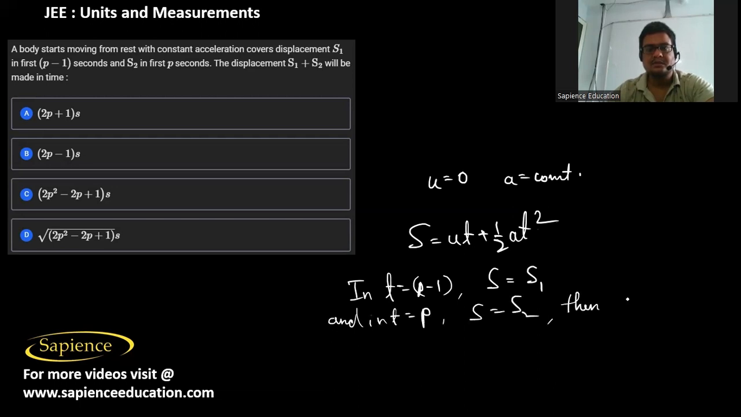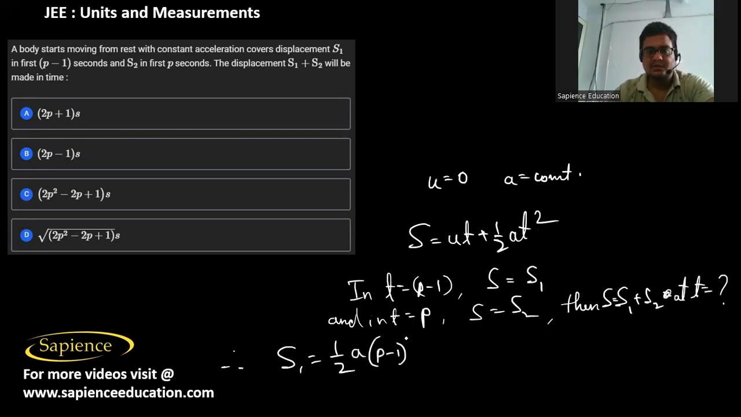Then the displacement s will be s1 plus s2 at how much time, that is being asked. So now, since u is 0, I can say s1 will be equal to half a into p minus 1 whole square, since let's say the acceleration is a, and s2 will be equal to half into a into p square.